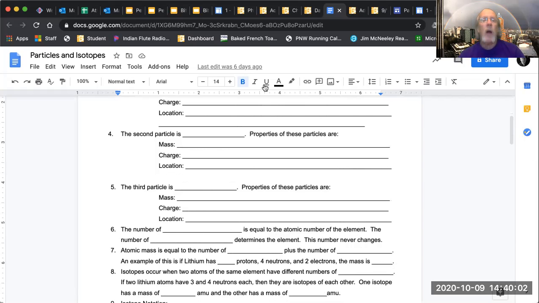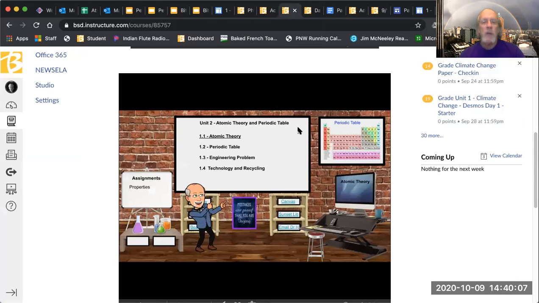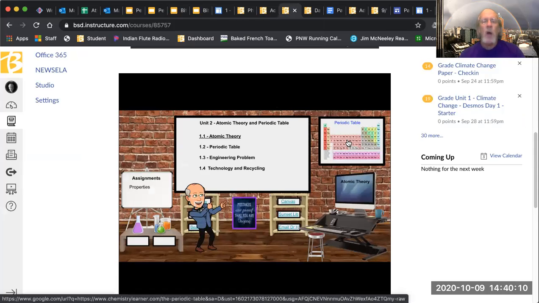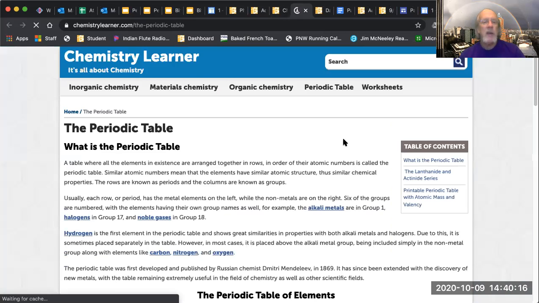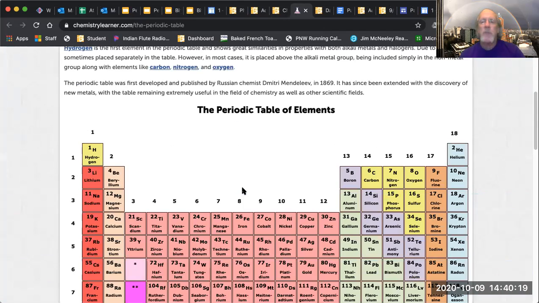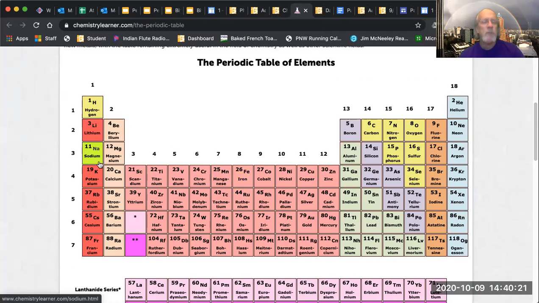All right, number 6, the number of blank is equal to the atomic number of the element. What I've done for you is I have tried to make the Bitmoji world easy. I have put together a periodic table, and in the periodic table, you can see these numbers across the top: iron is 26, calcium is number 20, sodium is number 11, lithium number 3, hydrogen number 1. These are the atomic numbers, and that number tells us the number of protons. It never, ever, ever changes.